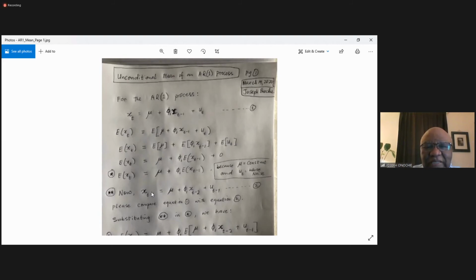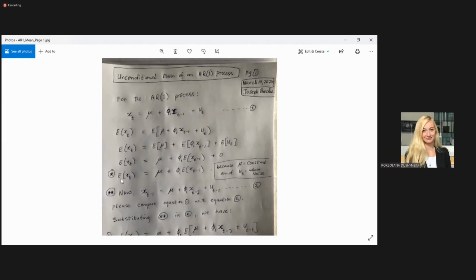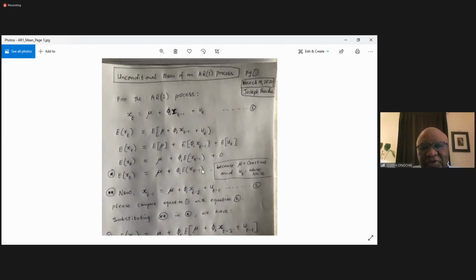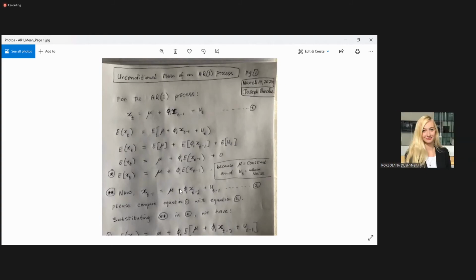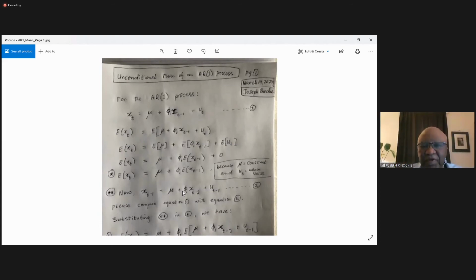All right, guys, see what I'm going to do now. I'm going to do some magic. I am going to remove this. Roxalana, are you with me? Yes. You see this equation that we arrived at before? The trick is I'm going to substitute this thing out and put this. And then the process is called recursive.